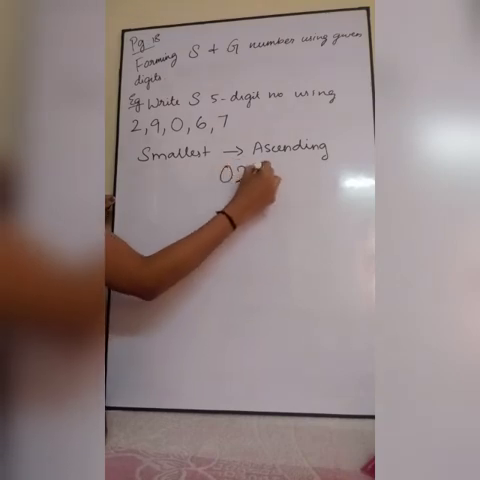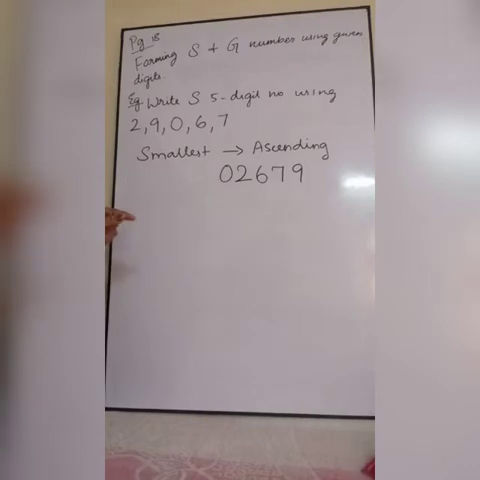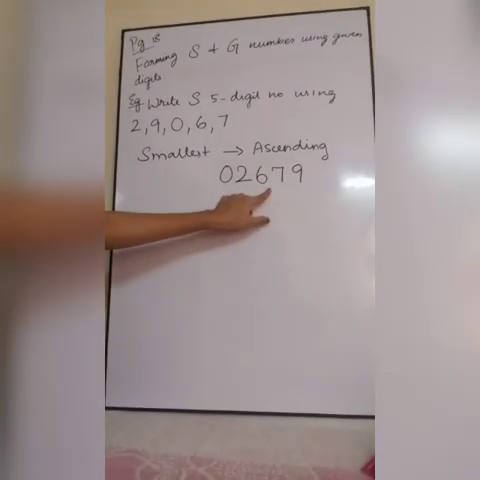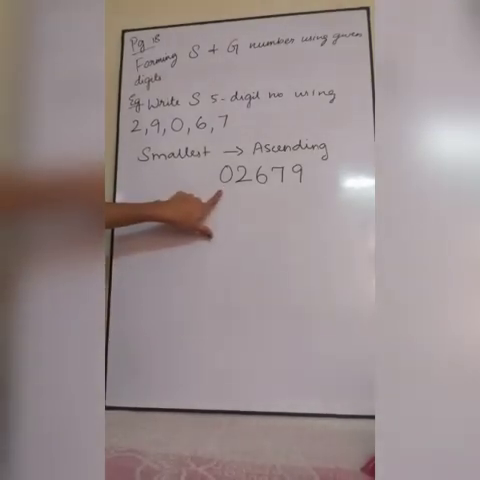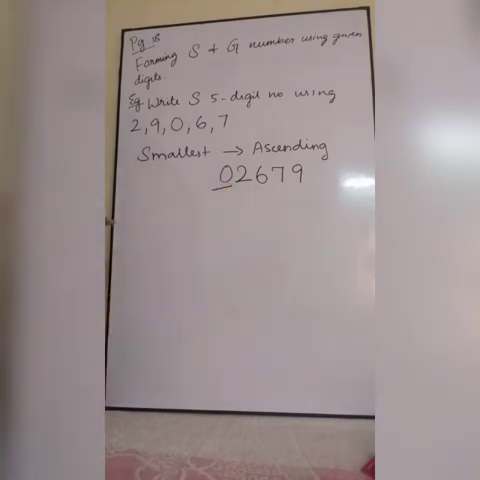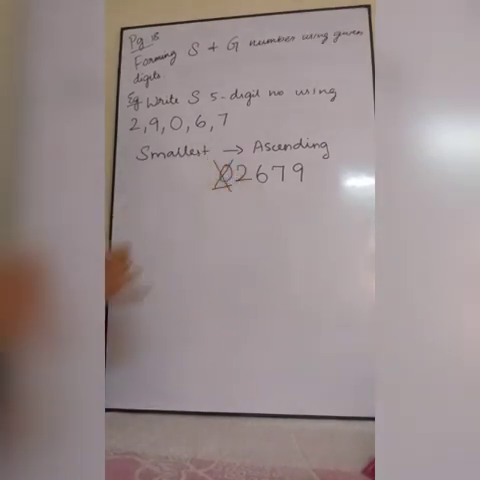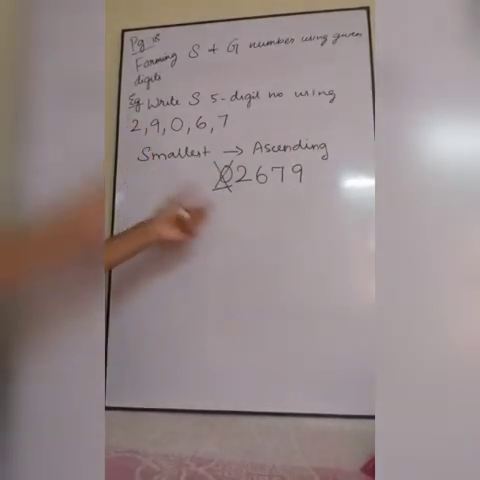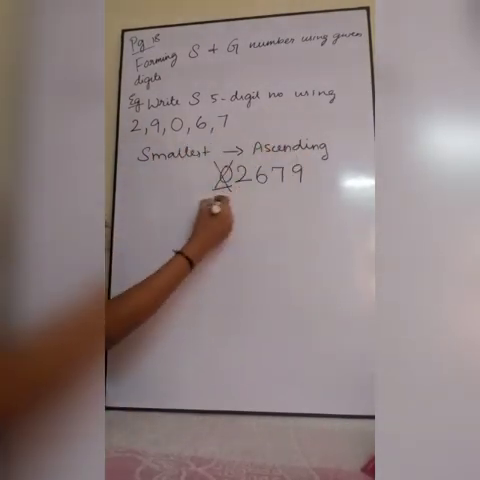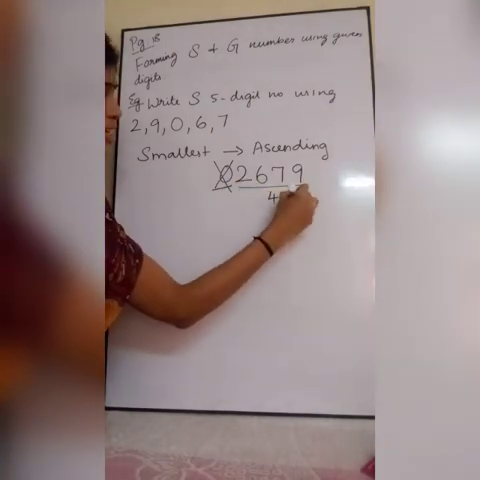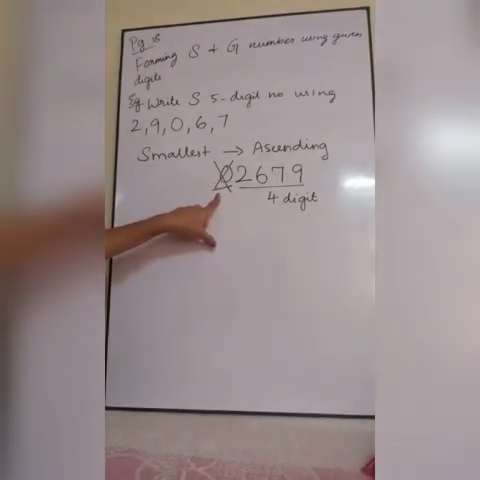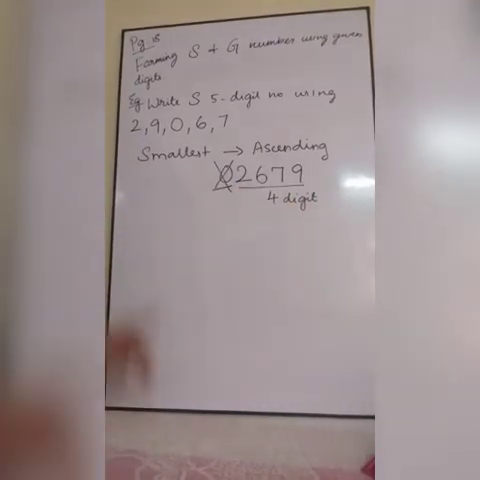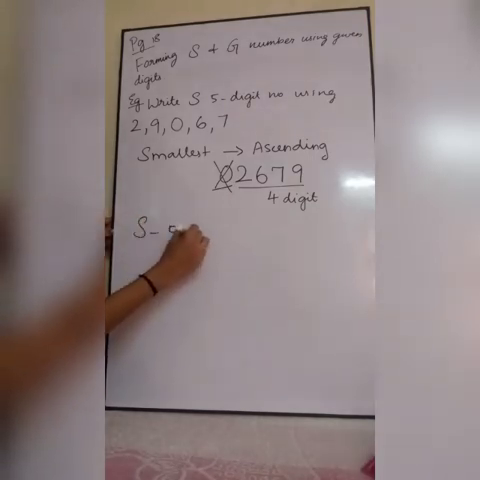0, 2, 6, 7, 9. Right? Listen, if the 0 comes first, on the left side, it has no meaning. So it will become a 4-digit number. But actually what they are asking is the smallest 5-digit number.